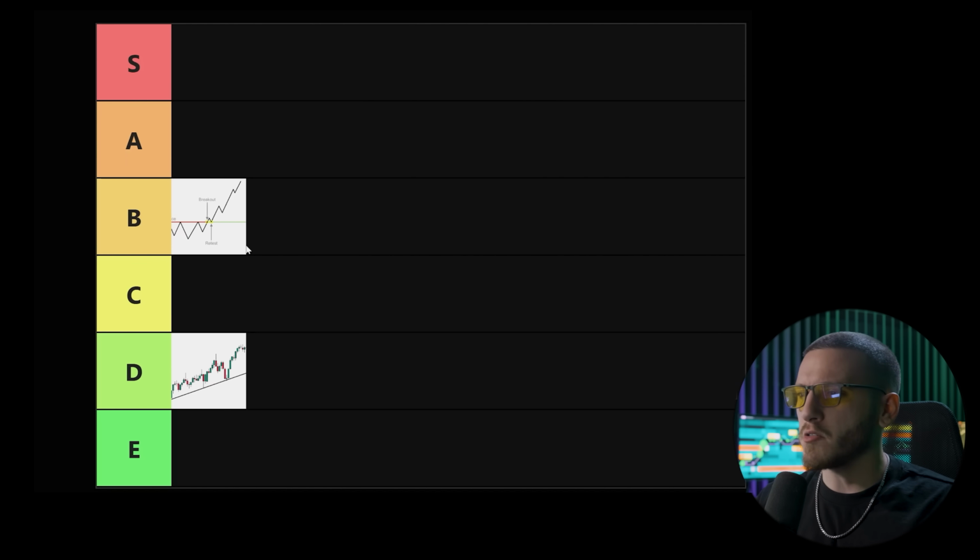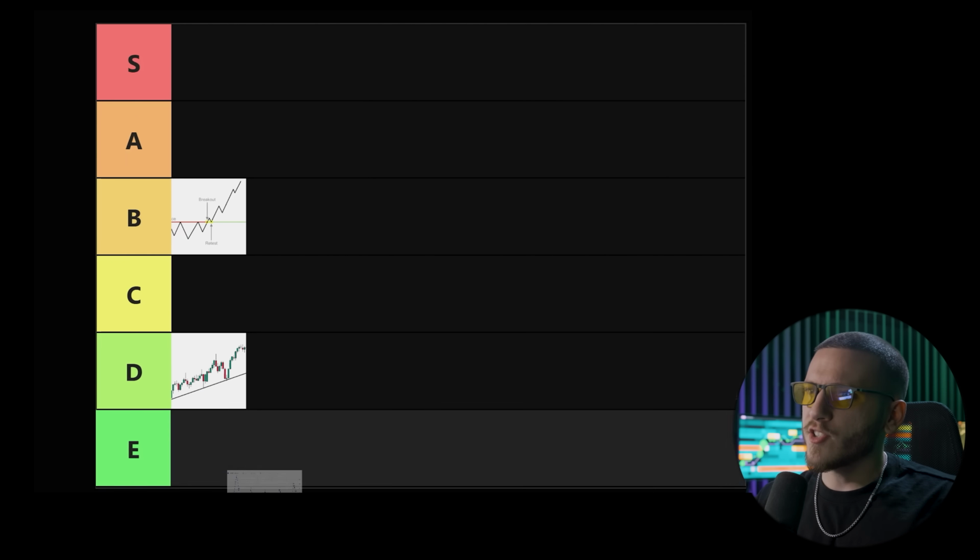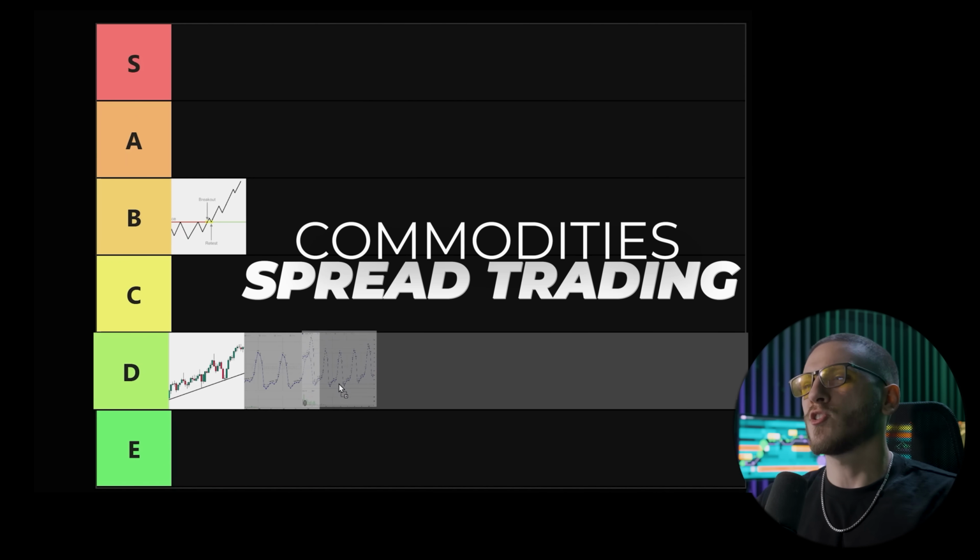Support and resistance breakout is, I would say, pretty solid, but discretionary. It requires a lot of discretion. If you were to systematize it or automate it, it would probably not work just as much as trendlines. Next strategy, commodity spread seasonal trading.